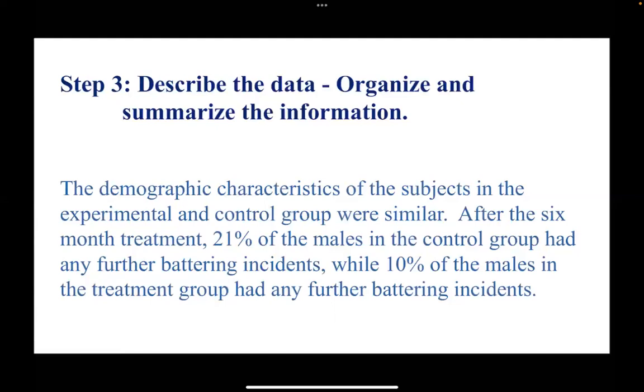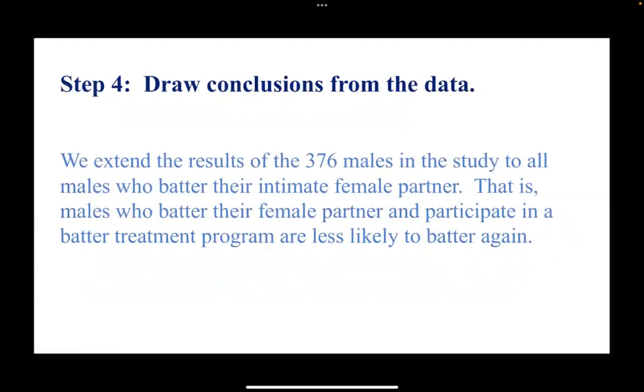Lastly, we'll do the conclusion. The conclusion is we extended the results of the 376 males to all males who batter their intimate female partners. So we feel, based on this study, that those who are in the batterer treatment program are less likely to batter again. Now, most likely what they would do is they would say, okay, continue to study what happens with these people. Because also they could say, oh, that's only 376. That's such a small percent. Let's take another 400 people. Most of the time, a good study leads to another study. So that is how we break that down.